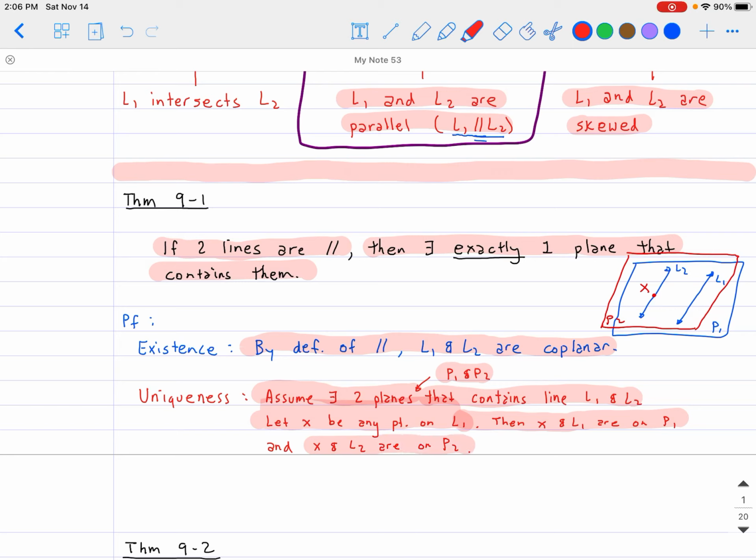And that right there is fortunately going to be our contradiction. Because if you remember, there's a theorem back in chapter 3 that says that if you have a point and a line, then there is exactly one plane that contains both of them. Well, in this case, there are two planes, plane 1 and plane 2, and that contradicts that theorem from chapter 3. All right, so there it is. That's going to be theorem 9.1.